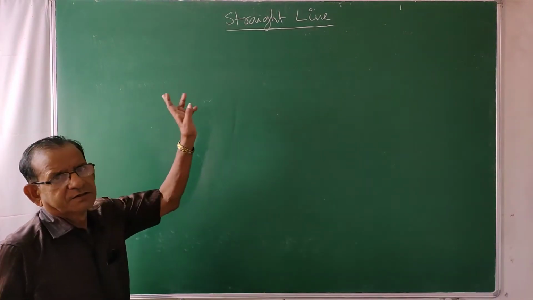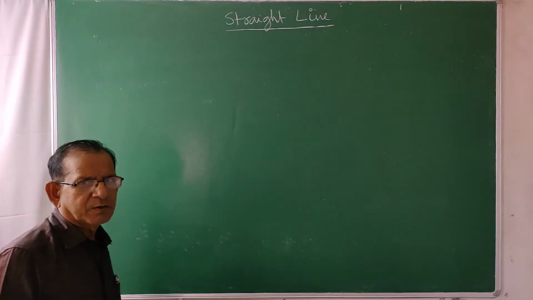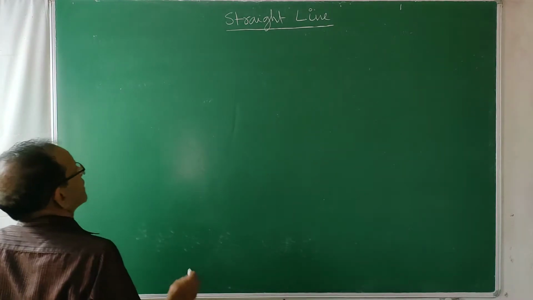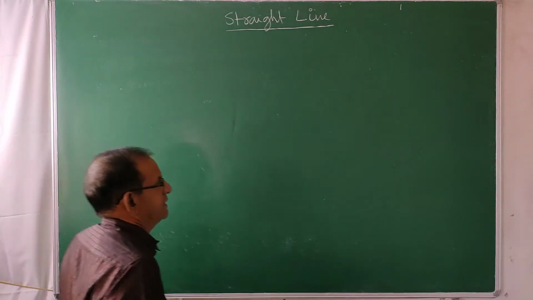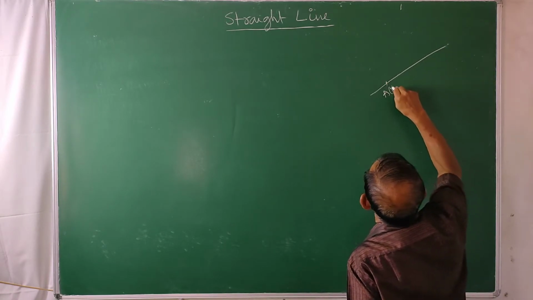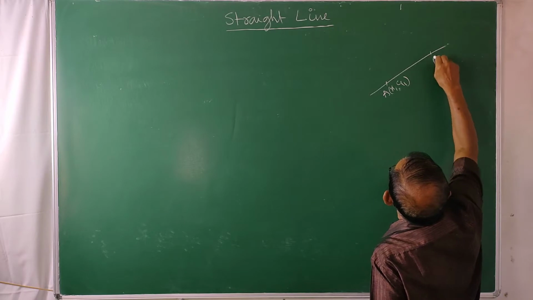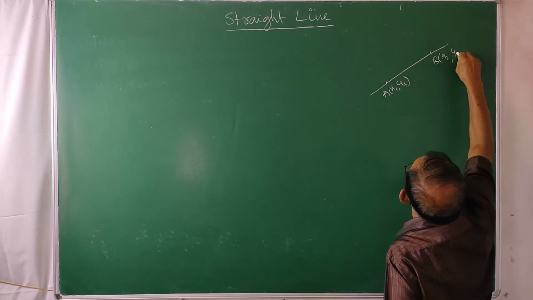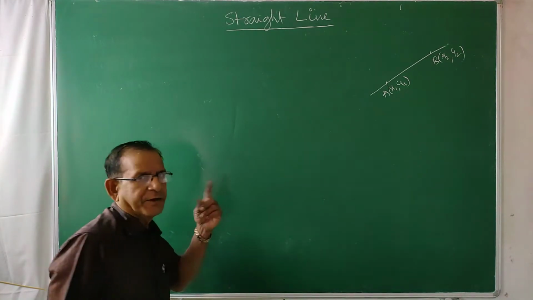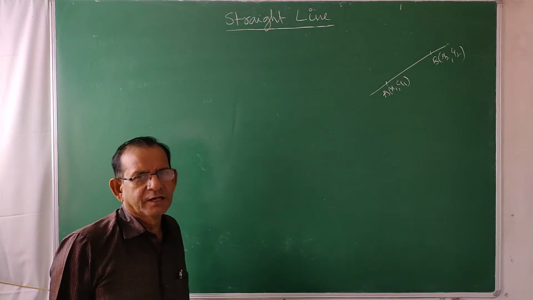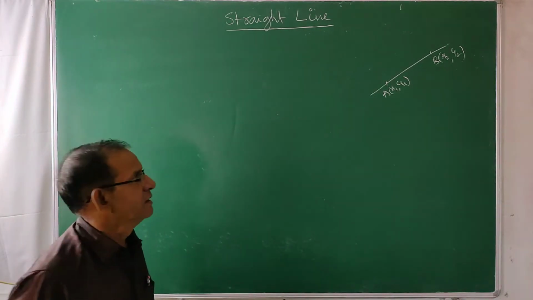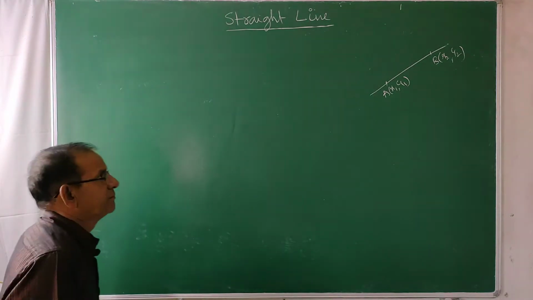Now in this class let us discuss the straight line in two-dimensional coordinate geometry. If there are two points A (x1, y1) and B (x2, y2) on a line, then the ratio of the difference of y coordinates to the difference of x coordinates is defined as the slope of that line AB. Generally we denote the slope by m.